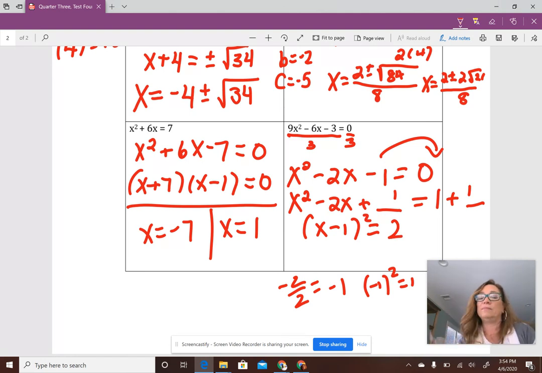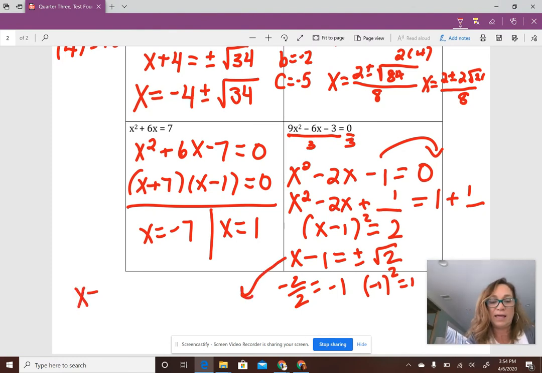Okay. Take the square root of both sides. I get x minus 1 equals plus or minus square root of 2. I'm going to put my final answer over here. X equals 1 plus or minus radical 2.